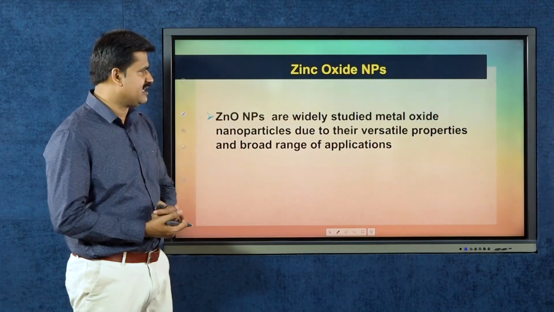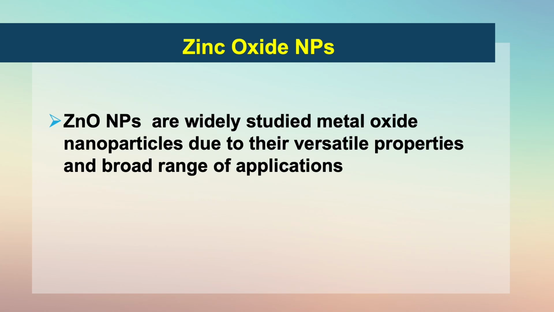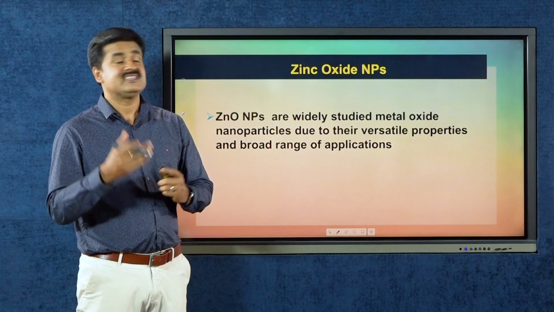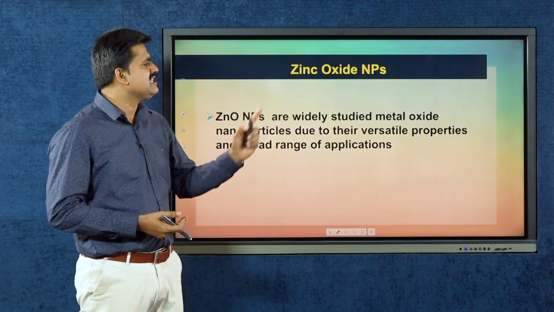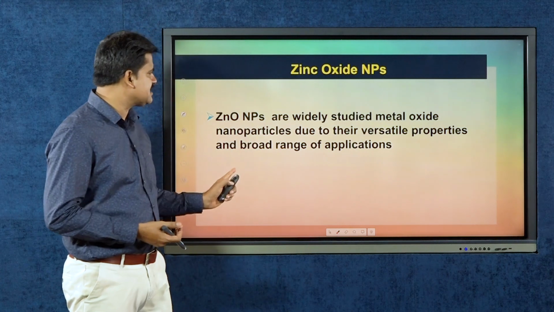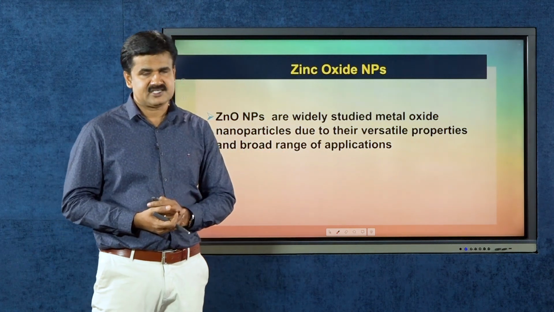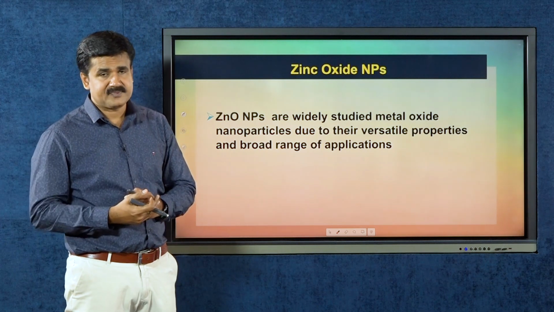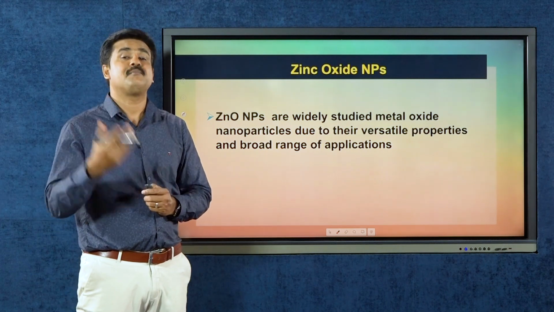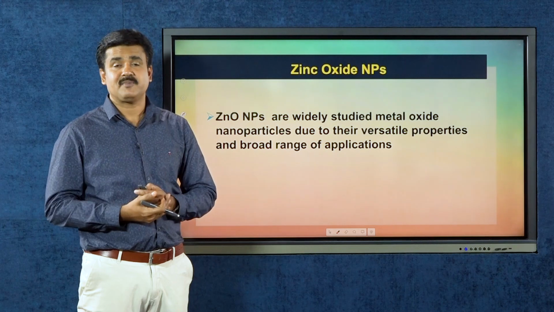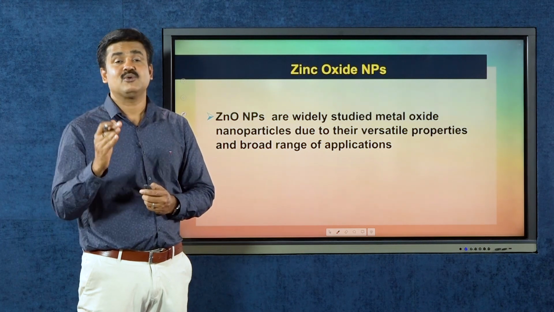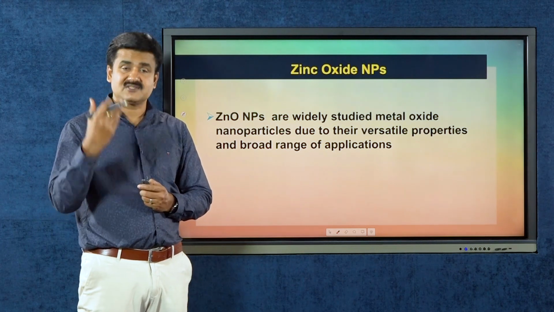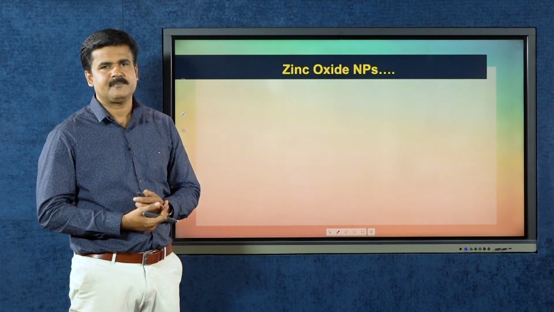Zinc oxide nanoparticles are widely studied metal oxide nanoparticles. Why does this much study happen on zinc oxide nanoparticles? The answer is here itself. This is due to their versatile properties and broad range of applications. So, zinc oxide nanoparticles have so many characteristic features. Also, they have several applications. So, ZnO nanoparticle is one of the widely or thoroughly studied and highly useful metal oxide nanoparticles.